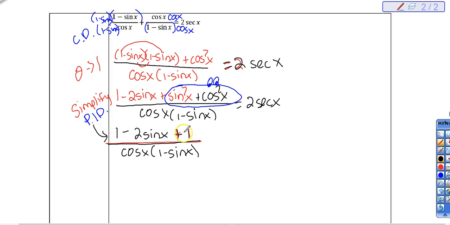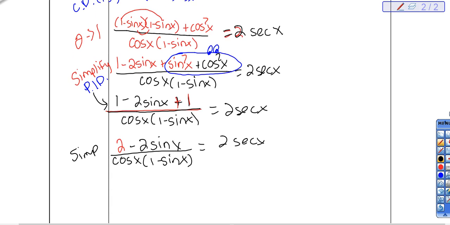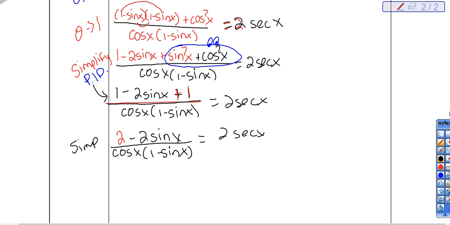Okay, can I continue to simplify my numerator? I'm still in simplification mode here. So that would be 2, because 1 plus 1 is 2, minus 2 sine x over cosine x, 1 minus sine x. I'm going to go back and put my equals 2 secant x in there. Okay, so that was just simplifying. That's what I did there.